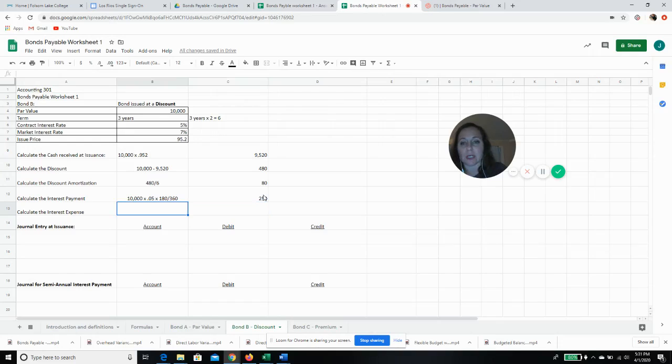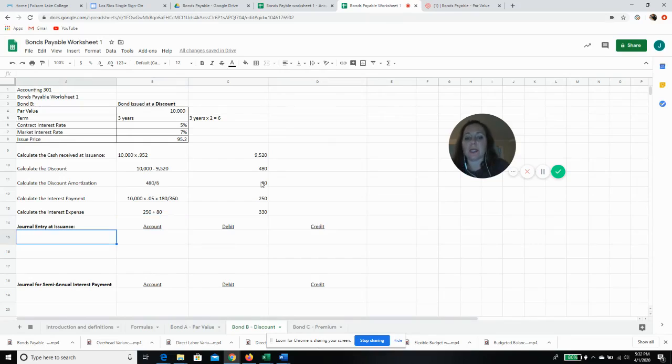Finally, we're going to calculate the interest expense. When we have a discount, the interest expense is the amount of the interest payment plus the amount of discount that's being amortized. So it's going to be $250 plus the $80. Okay, so our interest expense is going to be $330 twice a year, every time we make a semi-annual interest payment. So let's look at our journal entries.